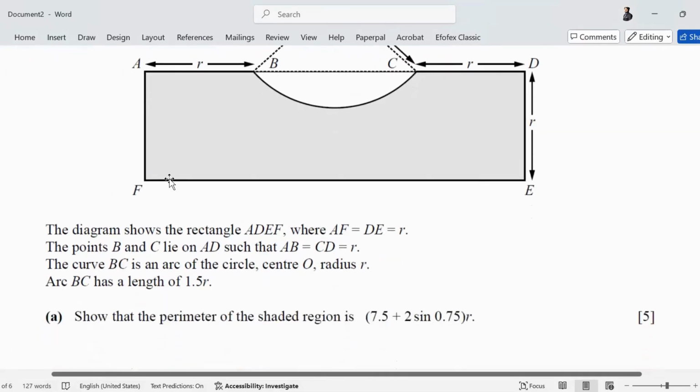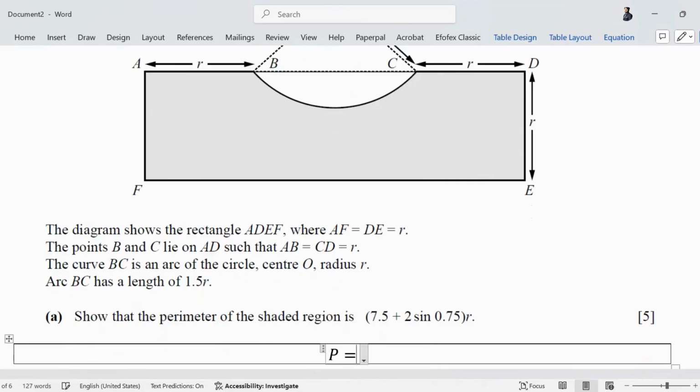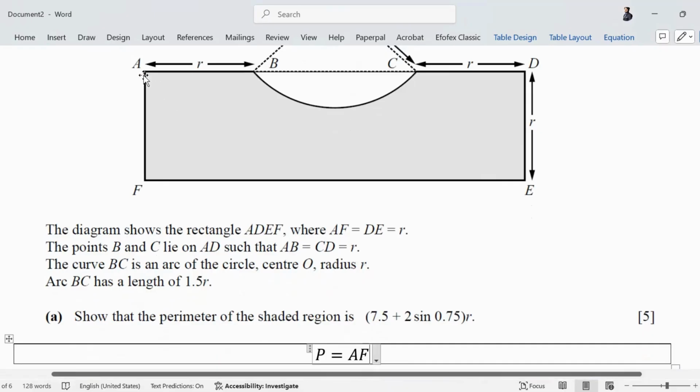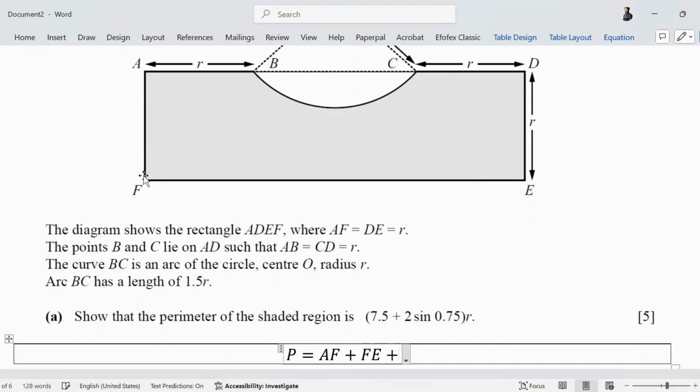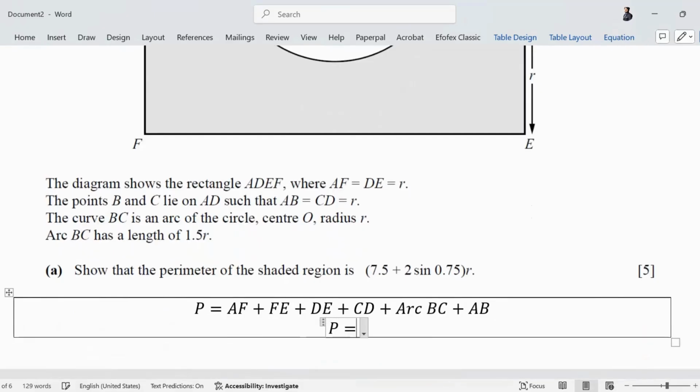Show that the perimeter of the shaded region is this. If I wanted to find the perimeter, what lengths do I need? Starting from the top left, AF plus FE plus DE plus CD plus arc BC plus AB. Is that right? What do I know from this?